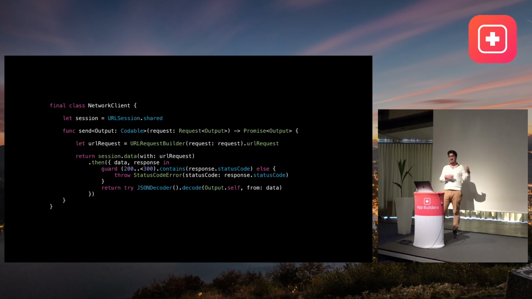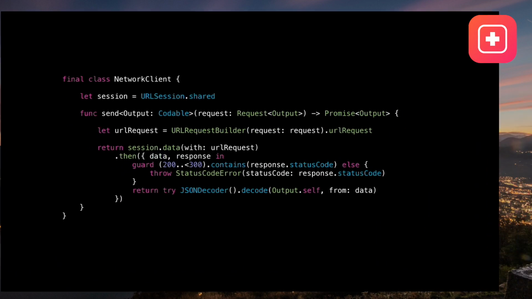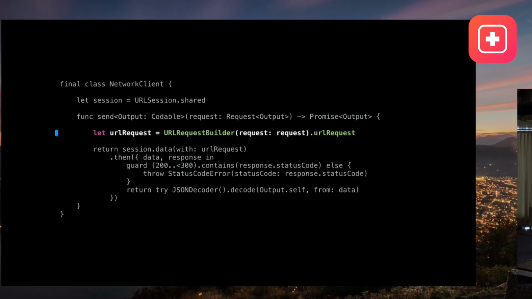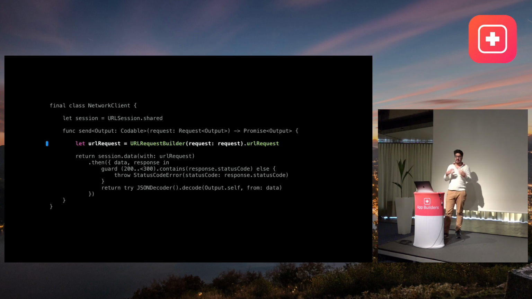So this is a class. This is a class I really like. There's some promises here and some generics here, but you don't really have to know what they do. They just make the code a little bit shorter. Let's run through what this code does. First thing it does is it takes some object and builds an NSURLRequest out of it. It sends that URL request, it gets a response back, checks the status code, and if it falls outside of a certain range, it will throw a status code error. And lastly, it decodes some JSON.